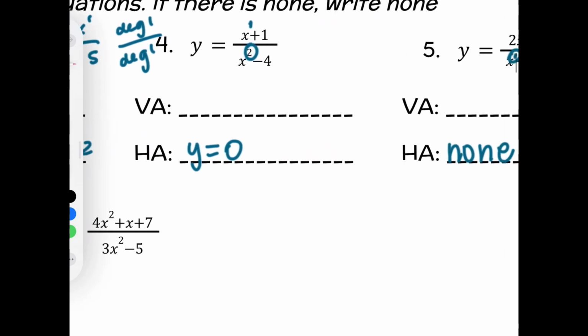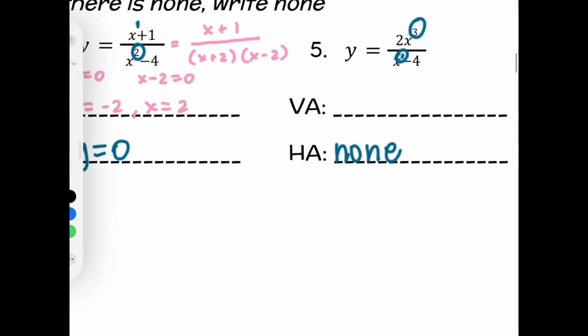All right, number 4, set the denominator equal to 0, but we need to factor first and see if anything cancels. On the top, we can't factor, so it's just going to be x plus 1. On the bottom, we have a difference of squares, so that would be x plus 2, x minus 2. So nothing cancels here. If nothing cancels, that means we don't have a hole. But we have 2 things in the denominator, so we're going to have 2 vertical asymptotes. If we set them both equal to 0, we have x plus 2 equals 0, x minus 2 equals 0. We solve those for x, so we get x equals negative 2, x equals 2.